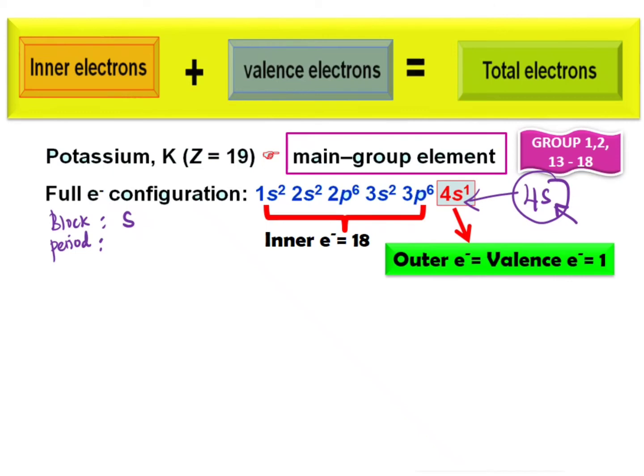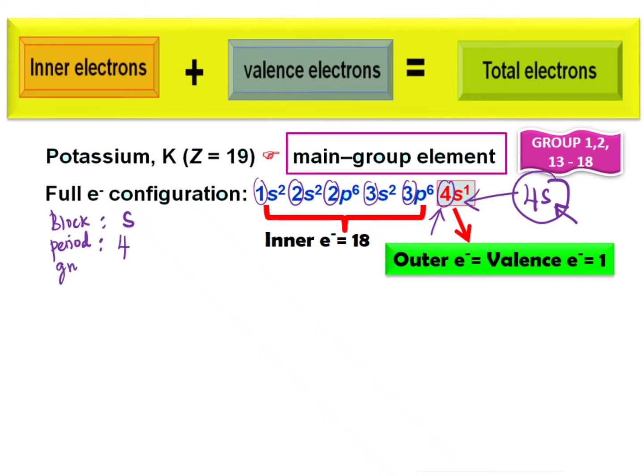Okay, kemudian how to identify the period. Period, madam kata tengok n yang paling highest. Okay, so here kita ada 1, 2, 2, 3, 3, 4. So which one is the highest number? So the highest number juga adalah 4. Nampak tak? So maksudnya dia ada 4 petala, dia ada 4 shell. It means that the highest value of n should be 4. So the period for potassium should be at period 4. Like that. Very simple. Okay.